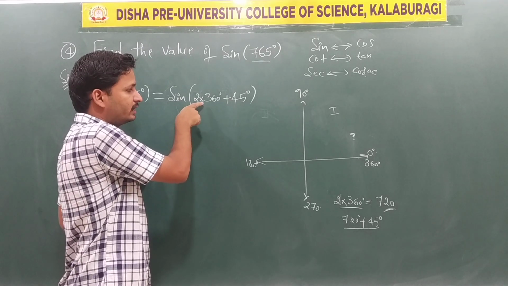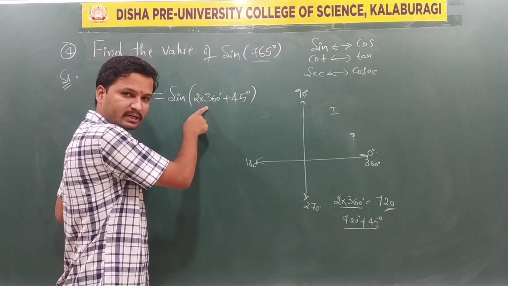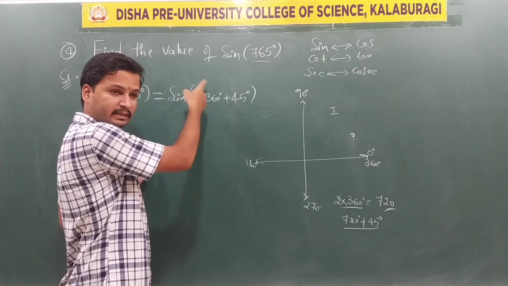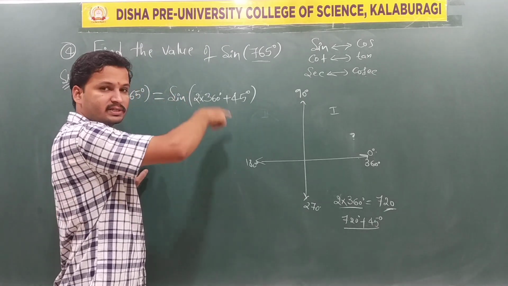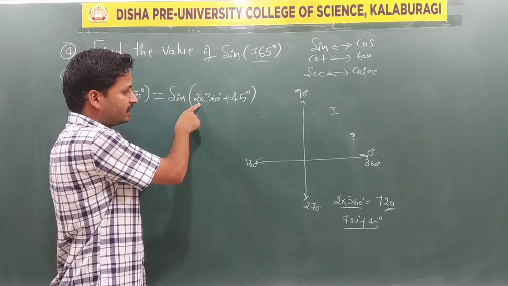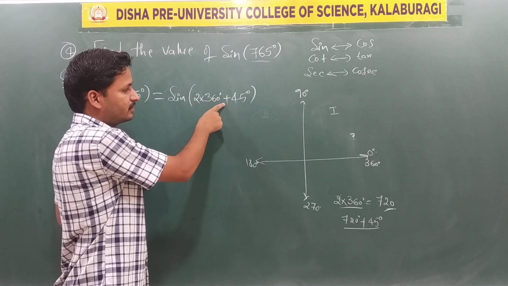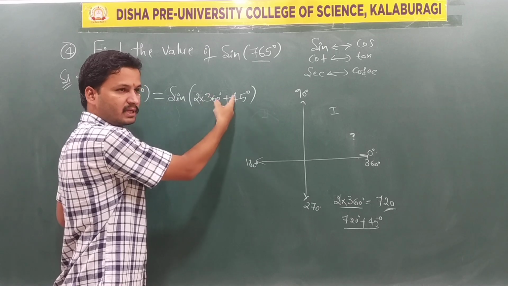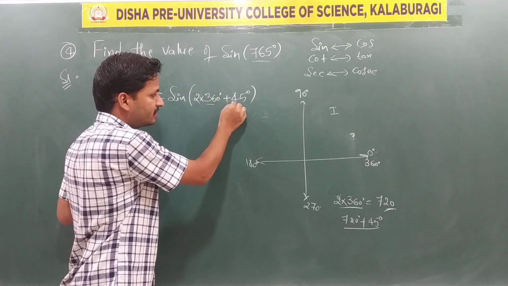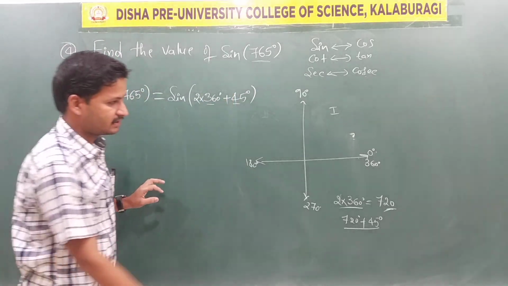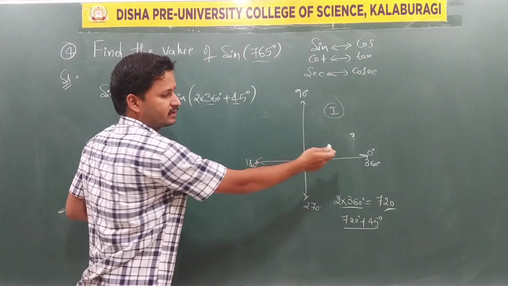Okay, if only 1 into 360 degree, that is 1 complete rotation. 2 into 360 degree means 2 complete rotations. So that is 2 times of 360 plus 45, again 360 plus theta. So 360 plus theta lies in which quadrant? That is again in the first quadrant.